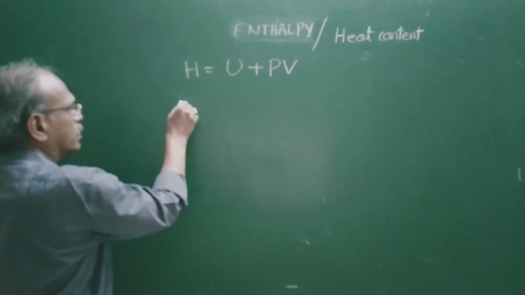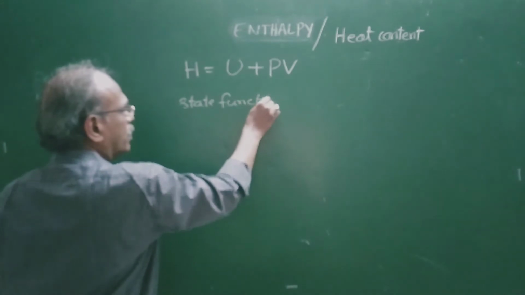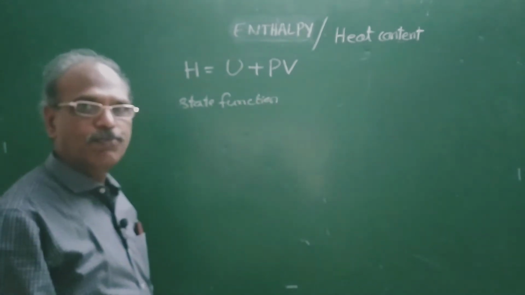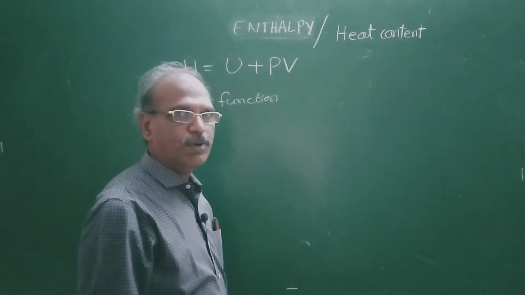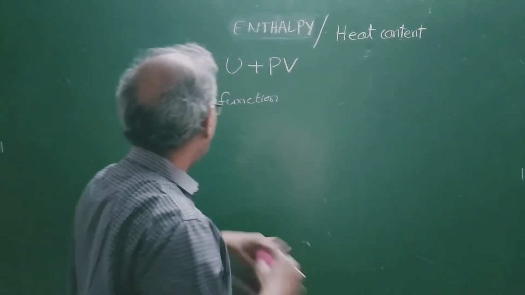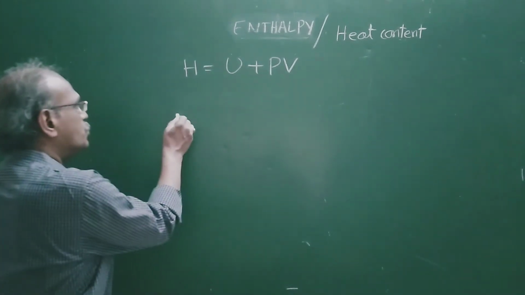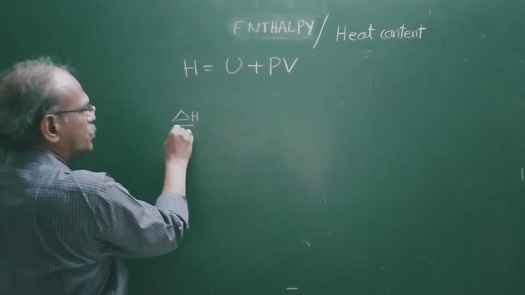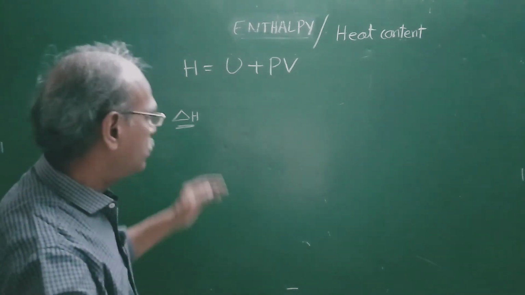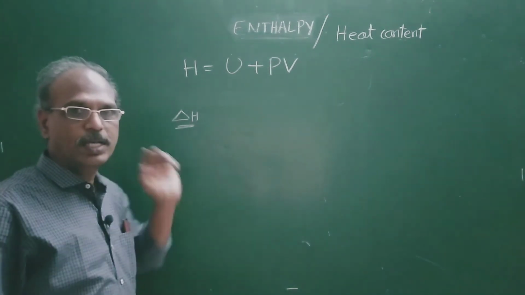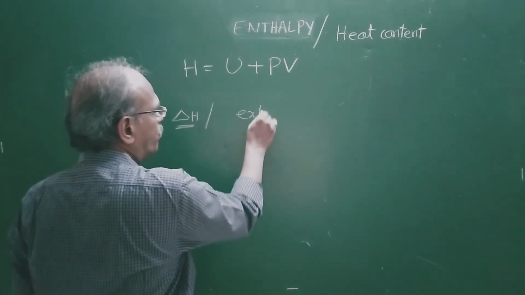Enthalpy is a state function. It depends on initial and final states only, and is independent of the path. Change in enthalpy is a state function and is independent of the path in which this change is carried out, and it is an extensive property.